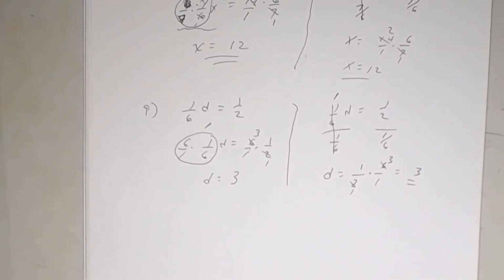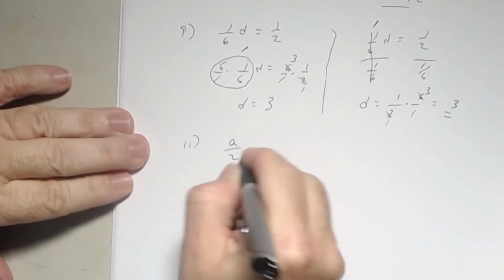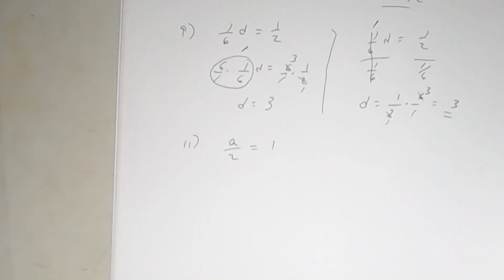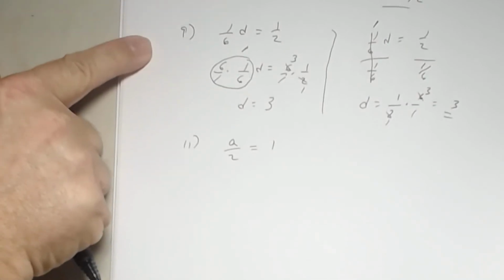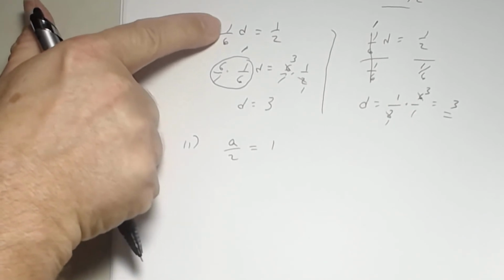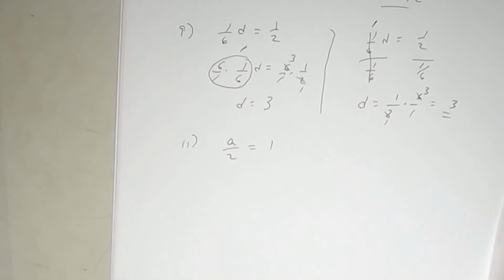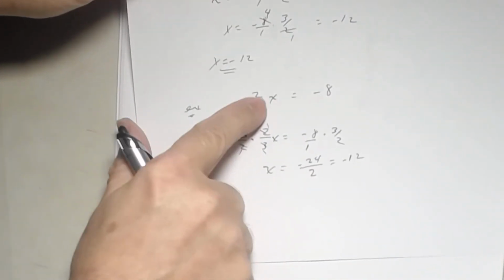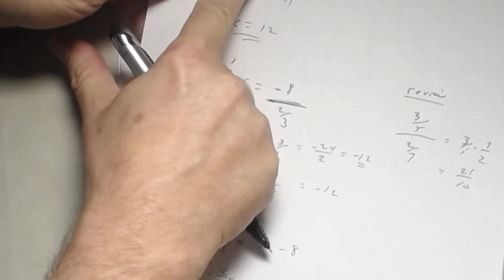Let's look at 11. A divided by 2 equals 1. See, the others, like number 9, that one was a little bit easier to do because you can actually see the coefficient. You can actually see this idea. 1/6 times d, right? You can see this right here. 2/3 times x, -1 times x, and so on.